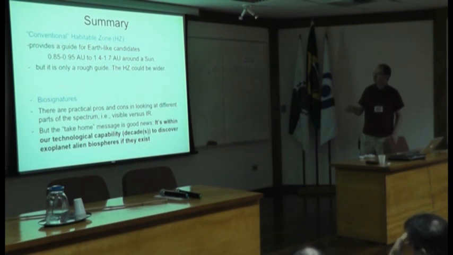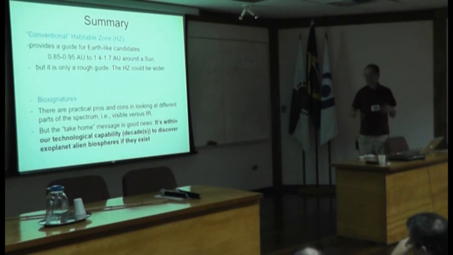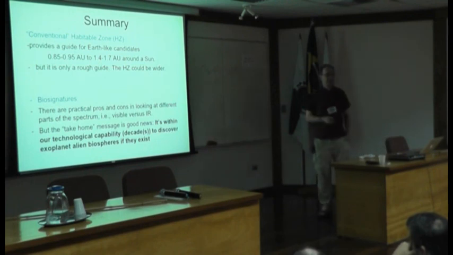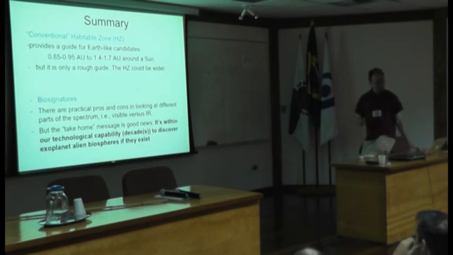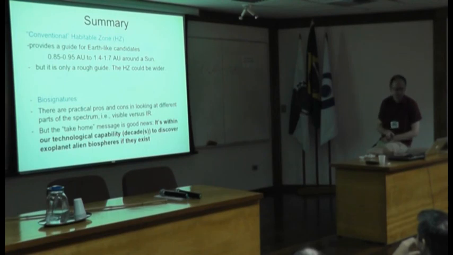I talked about biosignatures, essentially gases produced by biology, and there are practical pros and cons in looking at different parts of the spectrum, the telescope size and the technique that you use to suppress the starlight. However, overall, I think it's optimistic that the technology does exist within the next decades to look for these biosignatures in spectra and maybe even find exoplanet alien biospheres.